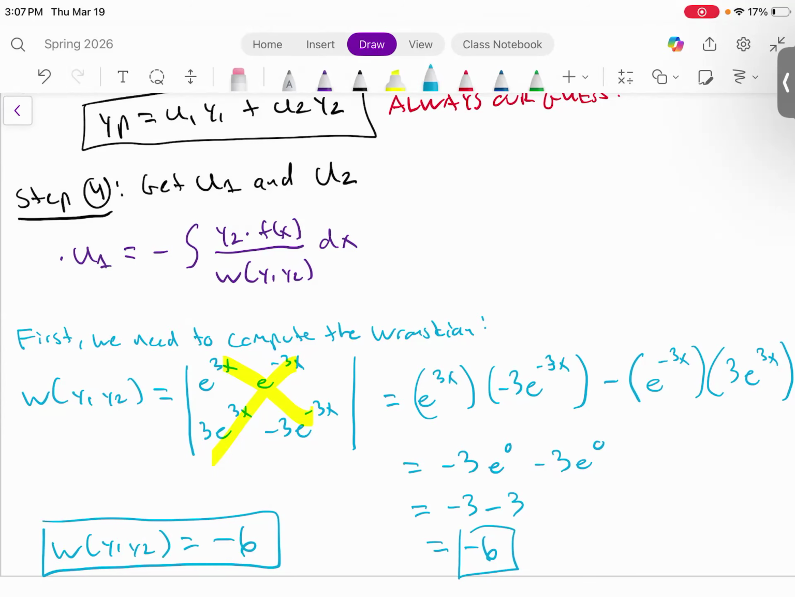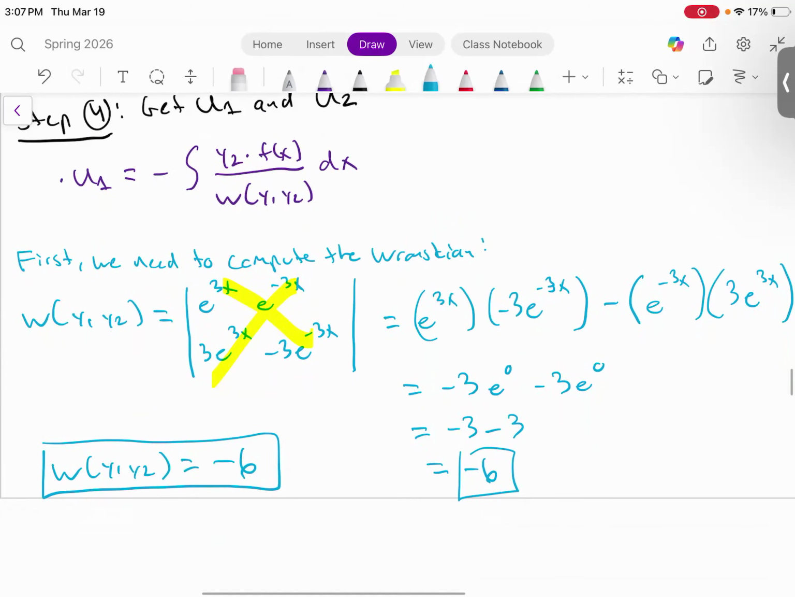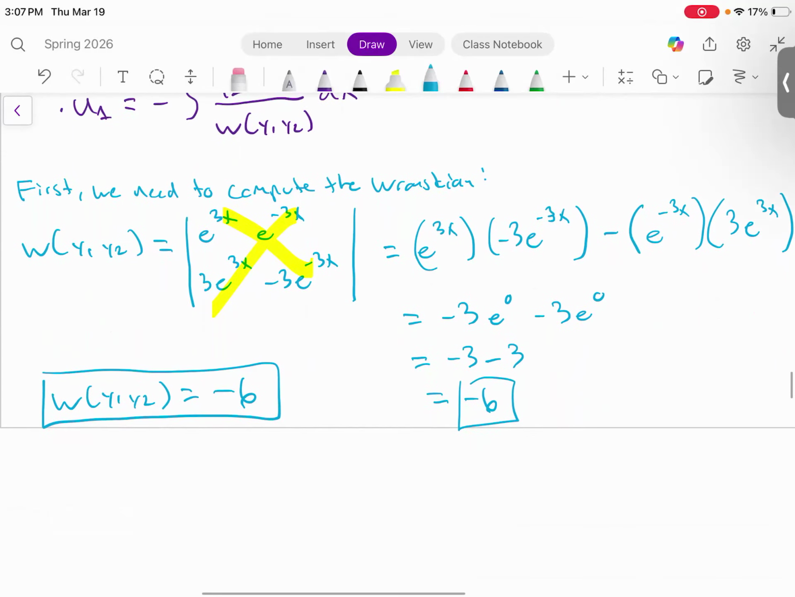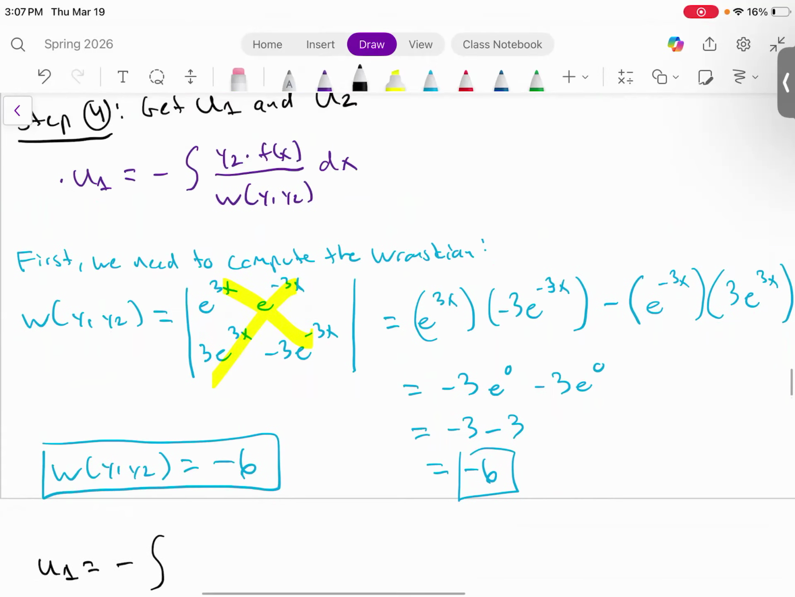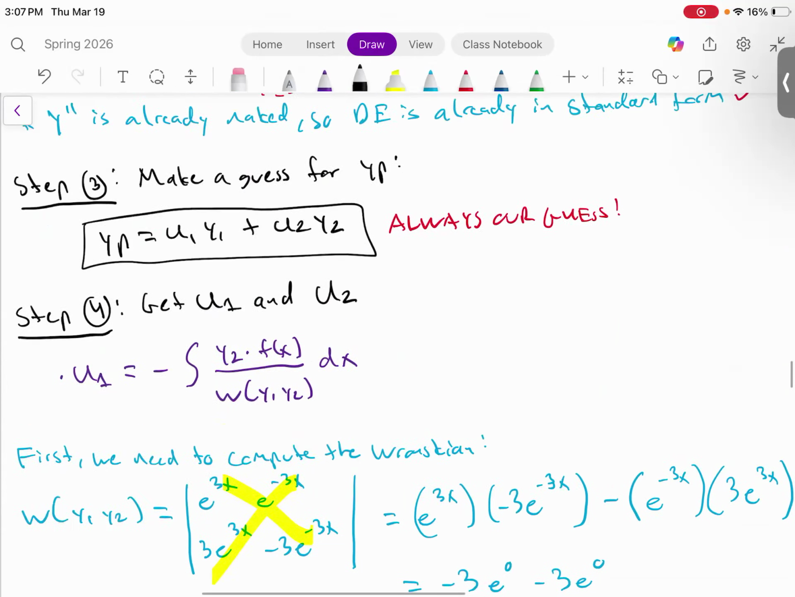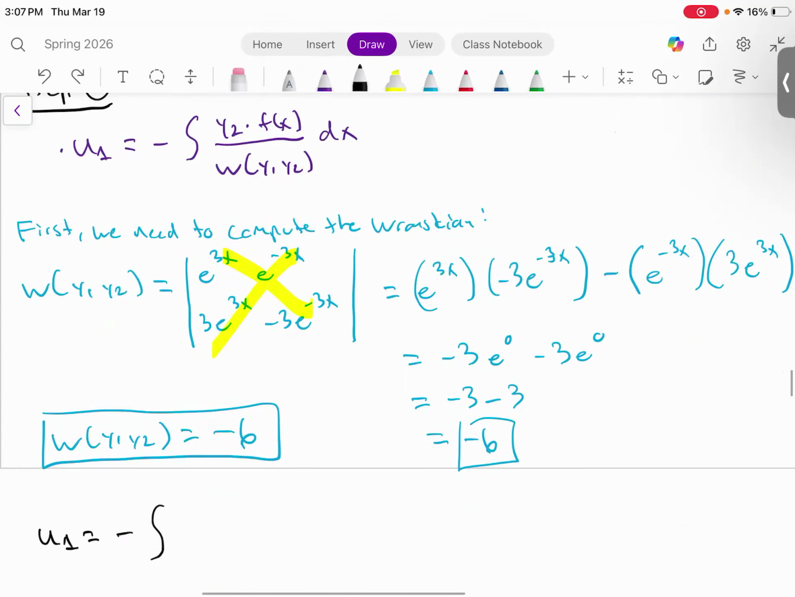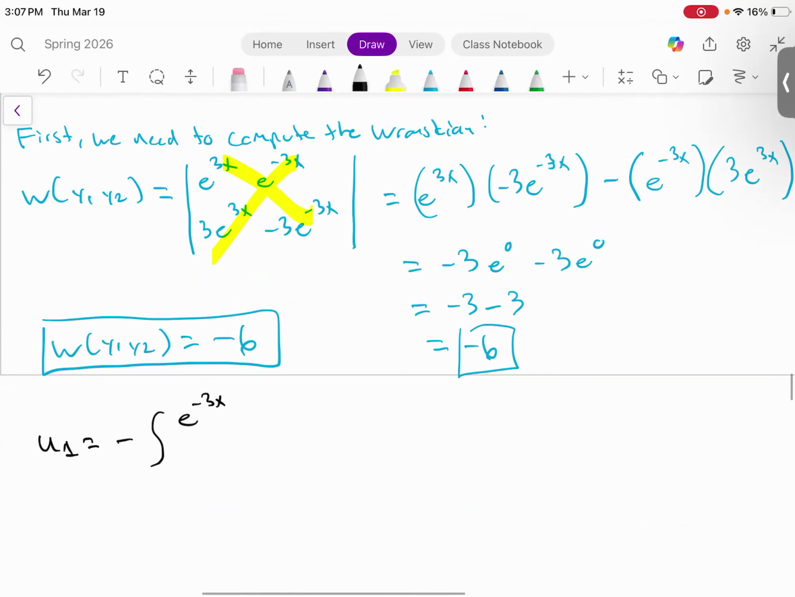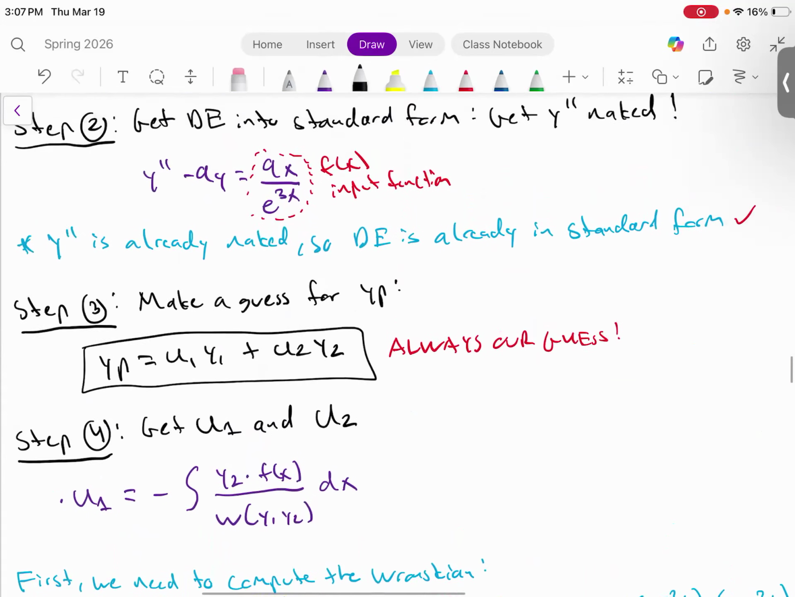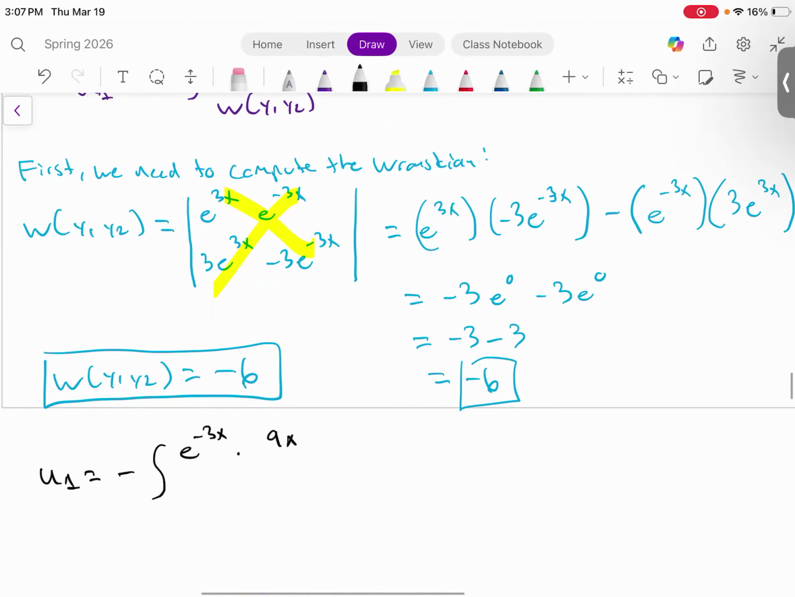Okay, so we got the Wronskian. Let's jump back to our U1 formula. So now we could complete all our components. So U1 equals negative the integral of y2, which was e to the negative 3x, times our input function f of x, that is 9x over e to the 3x. This is all divided by negative 6.